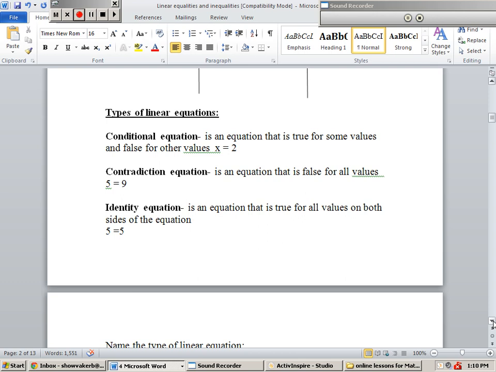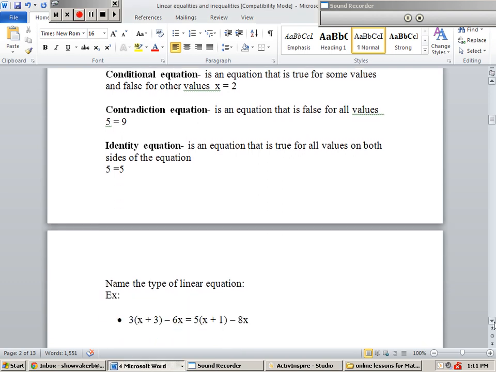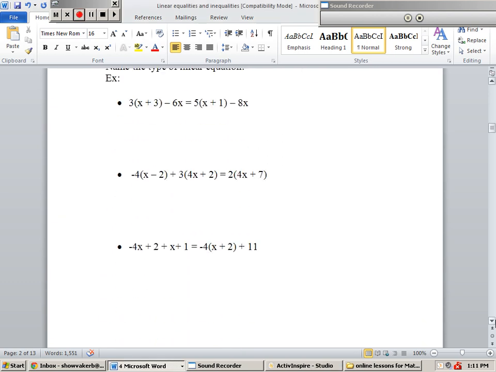And then you have the identity equation. In this equation, everything will be true because the variables will drop out, and the two numbers left will equal each other, just like 5 equals 5. So there are three types of equations: conditional, contradiction, and identity. So let's see which kind we have here.